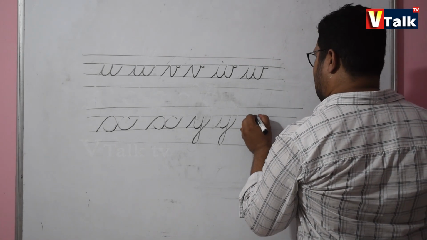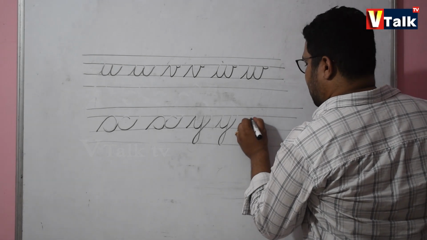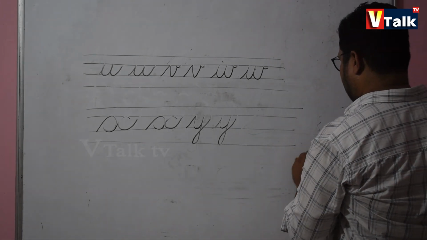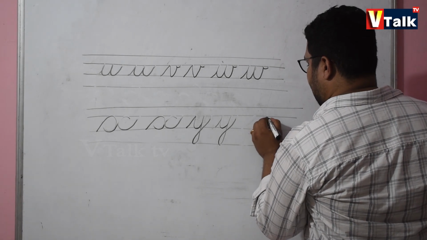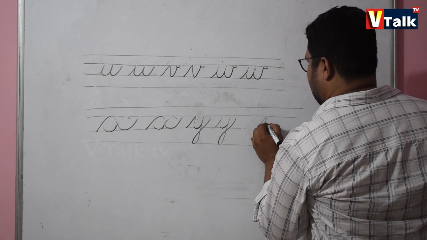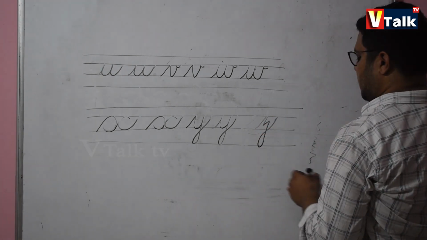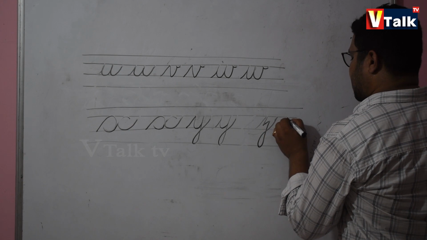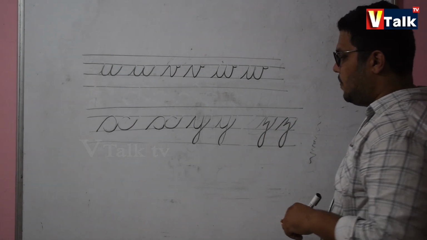Z: slant stroke, downing the stroke, and upping, and a descender loop. Slant stroke, downing it, and a descender loop.